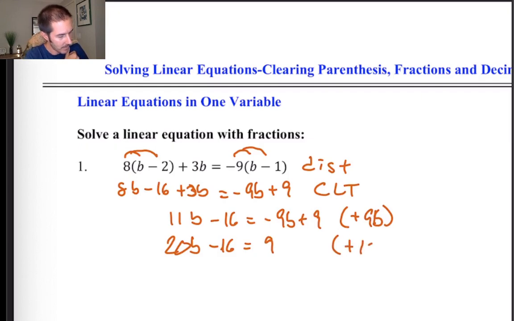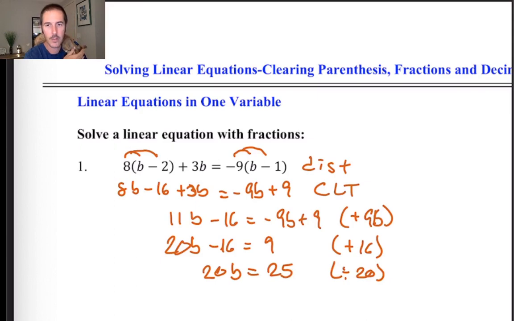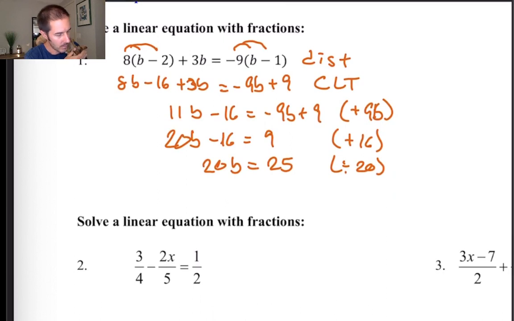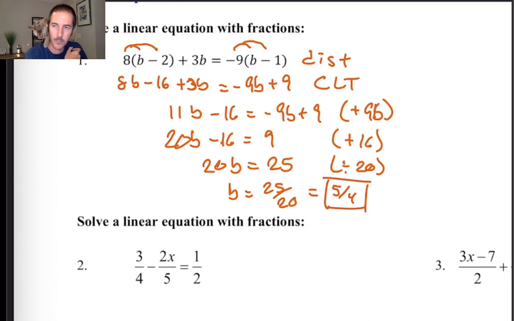And then I'm going to add 16 to both sides, so I'm moving my constant values away from the variable. So I have the 20b on the left-hand side equals 25 on the right-hand side. And then we can divide both sides by 20 in order to isolate the variable finally. And that'll leave us with b equaling 25 over 20, which is not our final answer because we need to simplify whenever possible. And this is going to reduce to 5 over 4. And I'll put a box around that as my final answer.